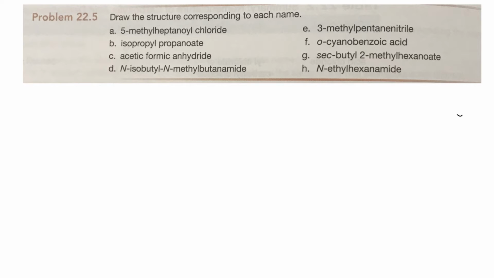Okay, problem 5 from chapter 22 of the Smith's Chemistry textbook asks us to sketch some structures. And of course, these are all carboxylic acid derivatives, so let's go ahead and do that. So 5-methyl heptanoyl chloride. Remember that this is a derivative of heptanoic acid, okay? So let's sketch out heptanoic acid.